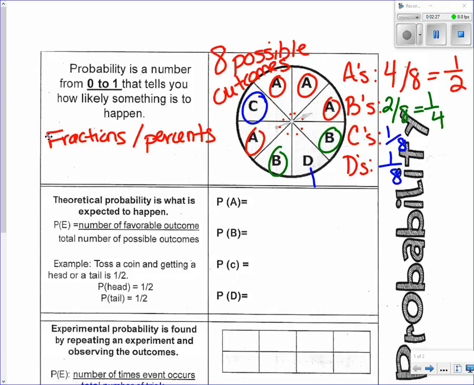Theoretical probability is what is expected to happen. In theory, what you expect to happen. So let's go back to our spinner example. What we expect to happen every time we spin is that we would get an A half the time, we would spin a B a fourth of the time, and a C and a D an eighth of the time each. So the way we do that is probability of expected. I just said it verbally, and it's right here, probability of A.